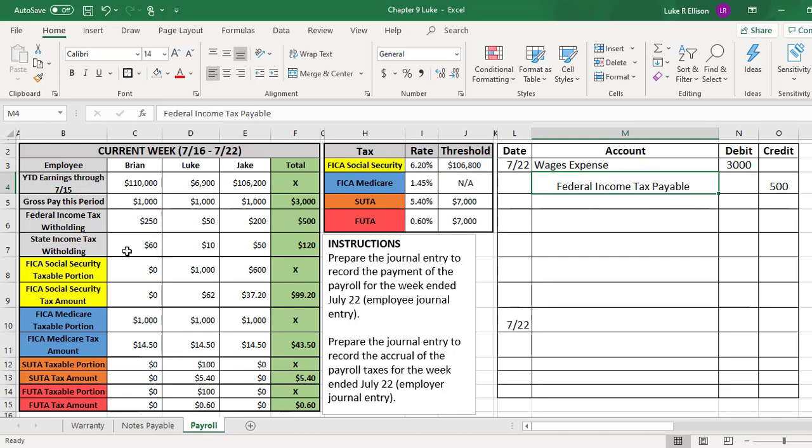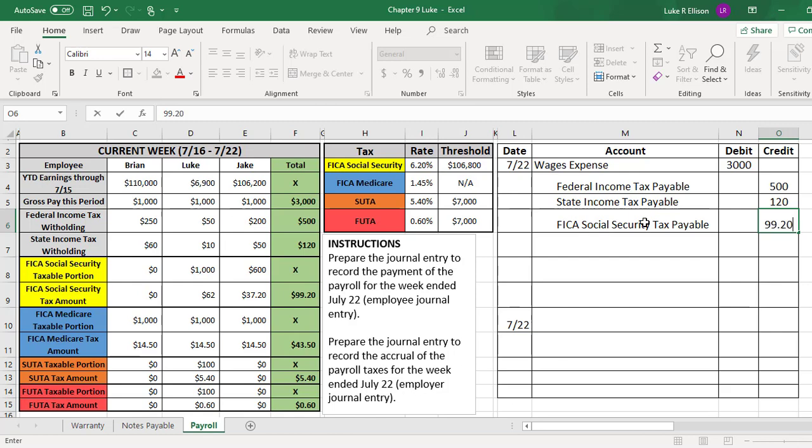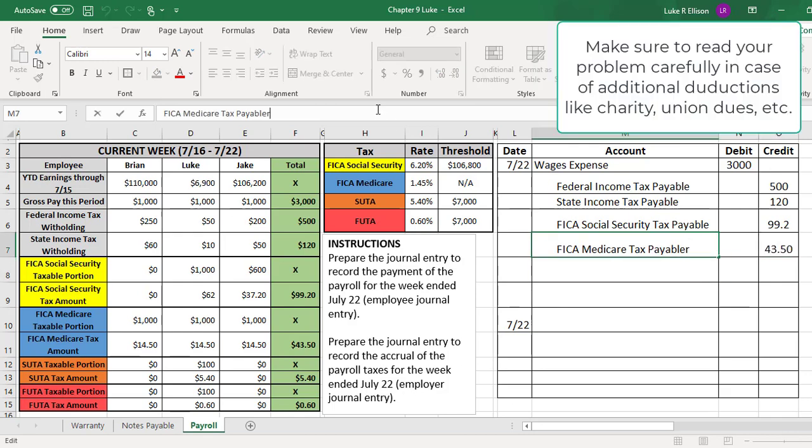Next, we have the state income tax withholding, which is $120. So this is going to be state income tax payable for $120. Next, we have the FICA Social Security tax, which is $99.20. So this is FICA Social Security tax payable for $99.20. And then finally we have the FICA Medicare, which is for $43.50. So this is FICA Medicare tax payable, and that's for $43.50. You can correct that typo.